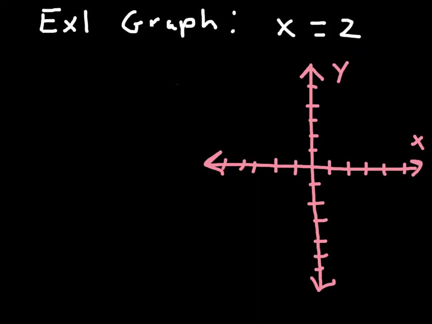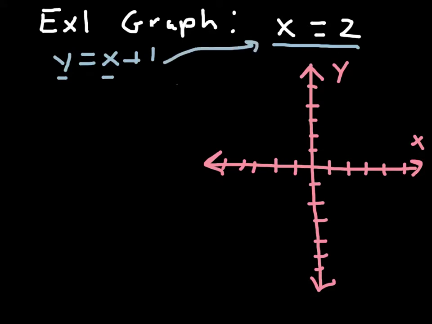Now let's take a look at example 1. I want you to look at the actual equation, x equals 2. Now you'll notice something different here. If you refer back to the equation on the previous screen, which was, and I'm going to write it, y equals x plus 1. Notice here I had two letters. I had an x and y. Now up here I only have one letter.